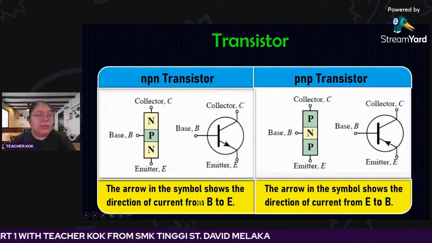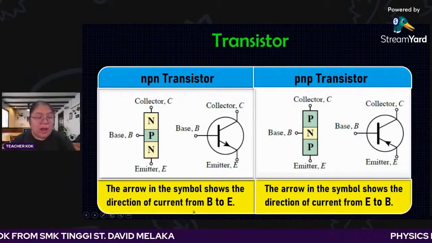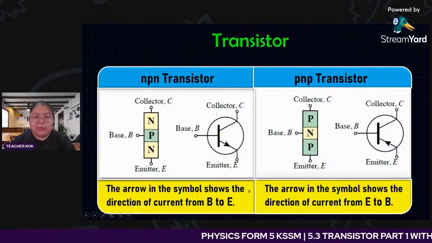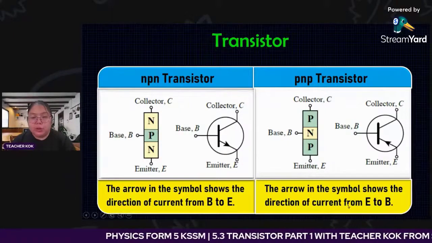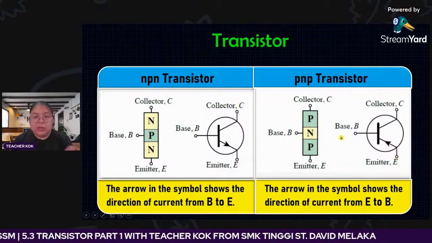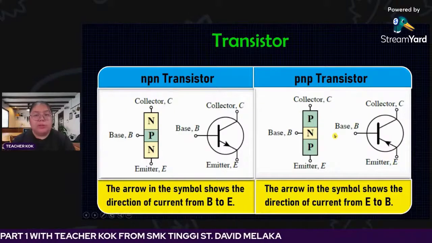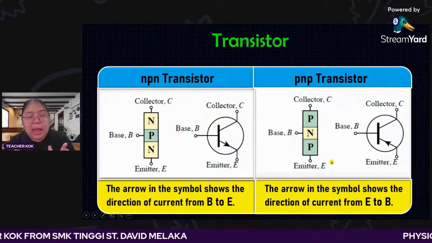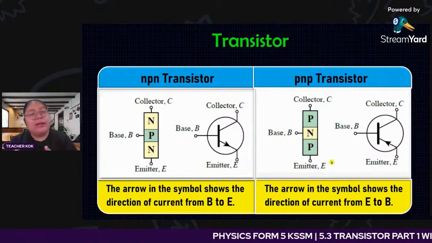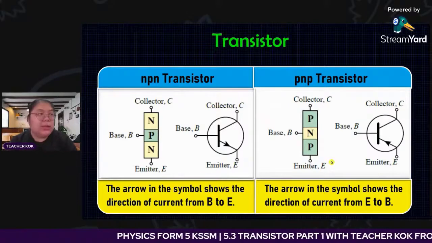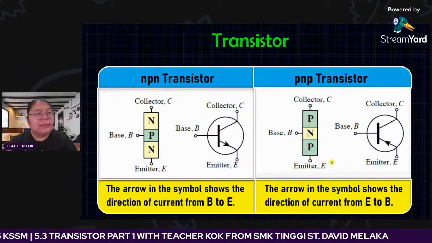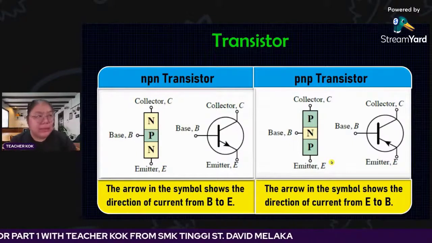The arrow in the symbol shows the direction of the current from the B to the E. From the B, it goes to the E. In this other symbol, the arrow shows the direction from the E to the B. The current goes from the E to the B. So this is what we are talking about, NPN and PNP: the arrow makes the difference in how the current flows. B and E, but never touching the C, because later we need to explain why the C is never touching. We are just talking about B and E.